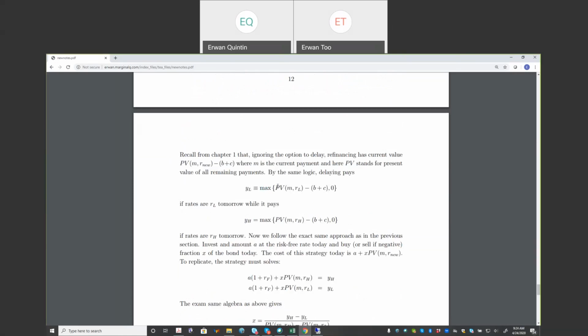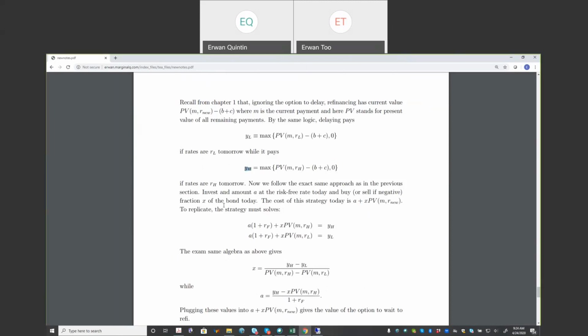Tomorrow, if I wait until tomorrow, I'm going to exercise if and only if at that point refinancing is a positive NPV operation. And if not, I just do nothing. I have the right, but not the obligation, to refi tomorrow if I wait. So good, I have the two payoffs on the options, and then I'm going to build the replication portfolio. What is the replication portfolio going to be?